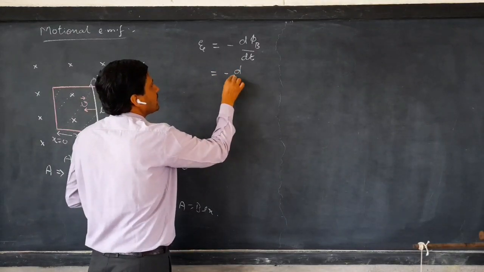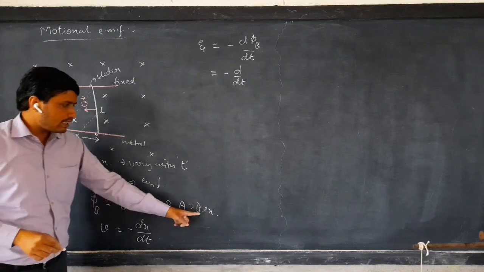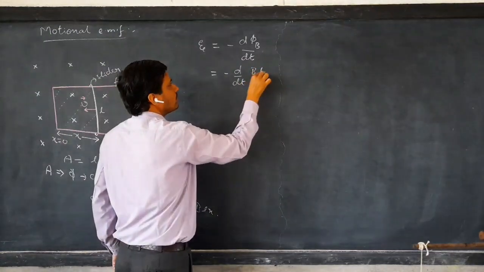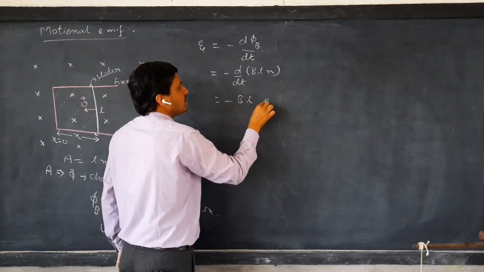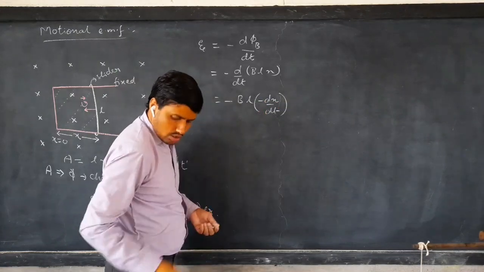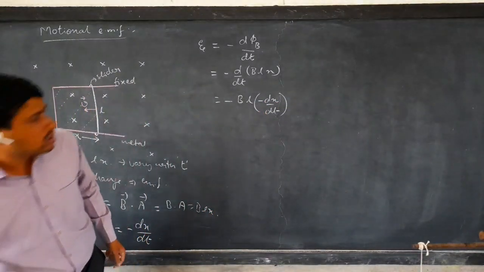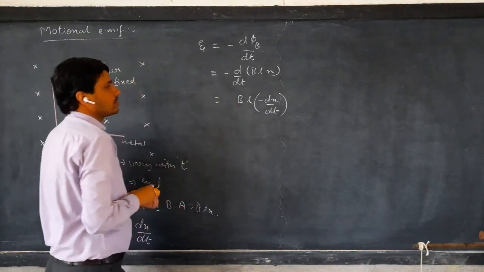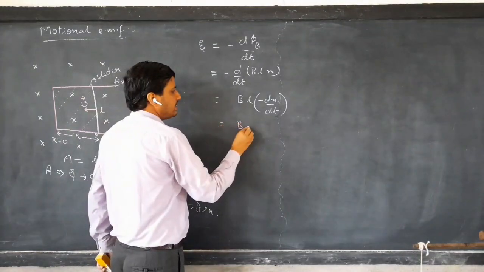So what we get here, minus d by dt of phi B. Phi B we will replace with BLx. And therefore we get minus, B is constant, L is constant, dx by dt. This minus we can take inside. So it becomes minus dx by dt. But minus dx by dt we can put as v. So this is our formula, students, BLv.